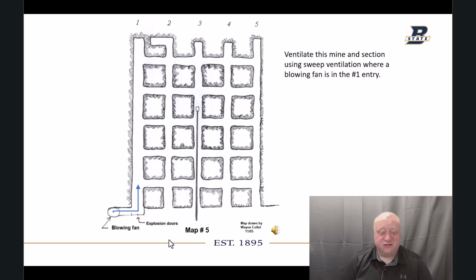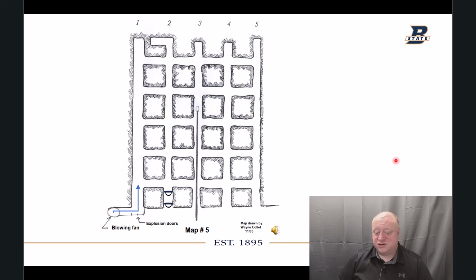So the task we're going to walk through is ventilating this mine in section. I say mine because it has everything, including the fan. So we have the fan here, and we're going to be using sweep ventilation where a blowing fan is in the number 1 entry. So what's the first thing you notice when you get to a mine, especially a drift mine? I know some of my students may not be familiar with these types of mines.